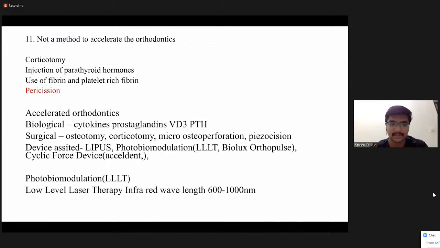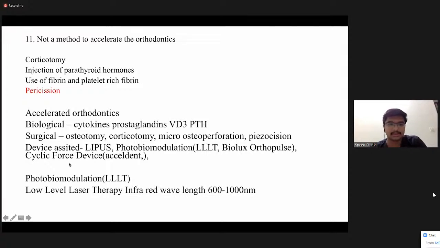And device assisted involves LIPUS. Remember this term LIPUS, an ultrasound. LIPUS is nothing but an ultrasound facilitated accelerated orthodontic device. Then there is photobiomodulation, which involves low level laser therapy, and BioLux Orthopulse. BioLux Orthopulse is a brand which introduces various devices with various LED projection light, on a hypothesis that it will increase the orthodontic tooth movement rate.